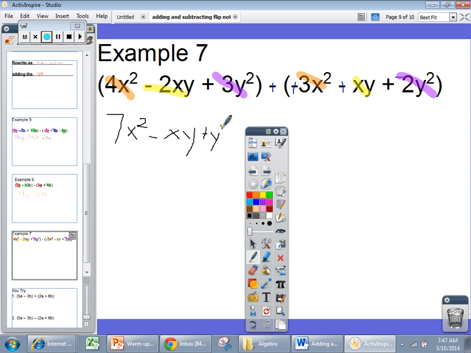Alright, so you have 2 examples that you're going to try. They look really similar, but notice the first one has a plus sign in the middle and the second one has a minus sign in the middle. So your answer should not be the same.